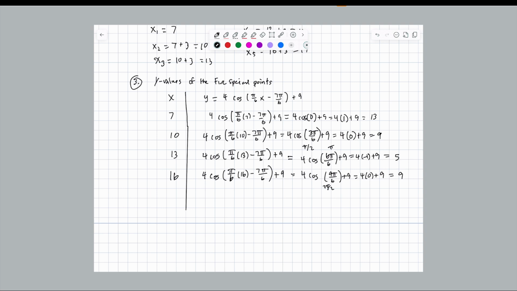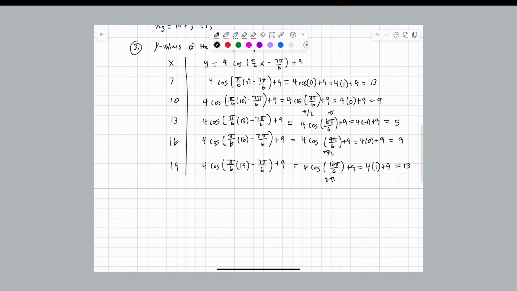Okay, now let's go ahead and throw in 19. So we have 4 cosine of pi over 6 times 19 minus 7 pi over 6 plus 9. And so that's going to give us 19 pi over 6 minus 7 pi over 6, which gives us 4 cosine of 12 pi over 6, which is just 2 pi. So then we have 4 times cosine of 2 pi, but cosine of 2 pi is a positive 1, and then plus 9 gives us 13.